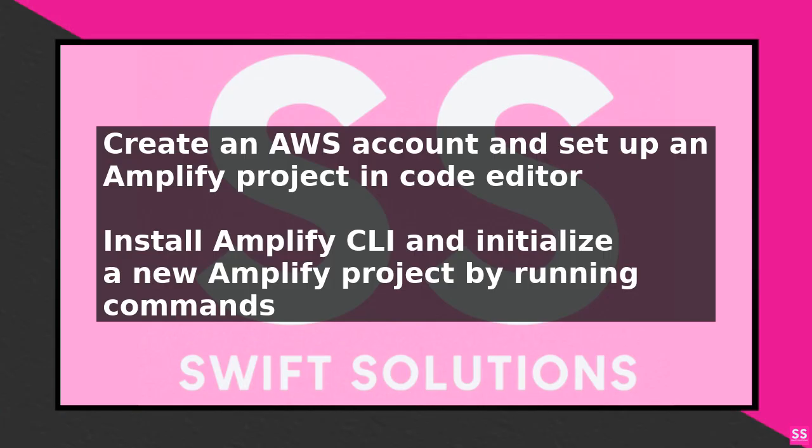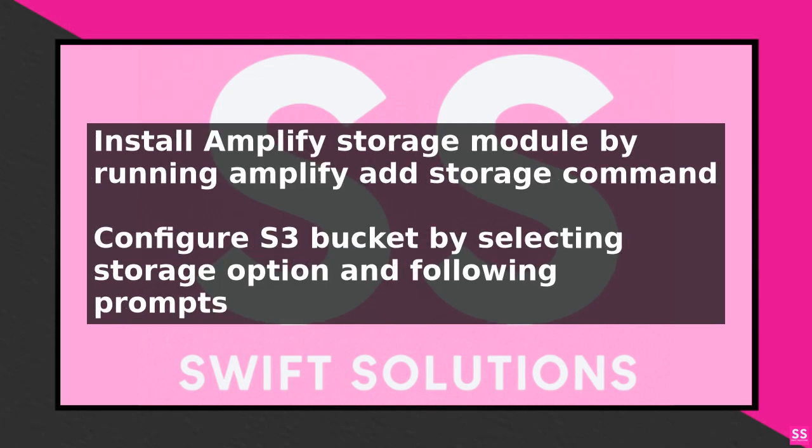Next, install the Amplify storage module by running the command amplify add storage. This will prompt you to choose a storage option. Select S3 and follow the prompts to configure your S3 bucket. Once you have installed and configured the storage module, you can start using S3 in your application.